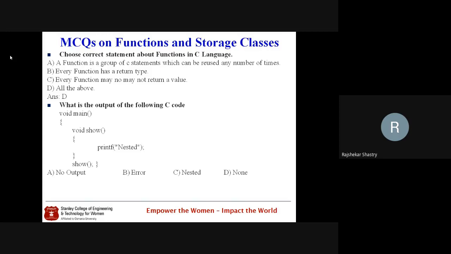Next one. What is the output of the following C code? What I did here, definition and declaration, I made it in the main itself, like nested functioning. No, Amma, you will get C as an answer. It is possible to execute, but this type of exercise is not at all good. We can nest the functions.